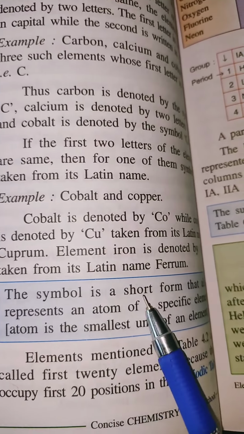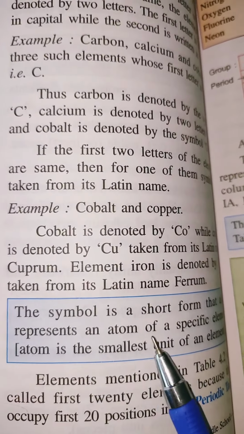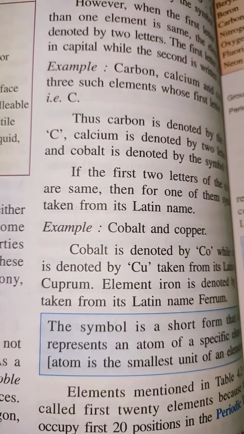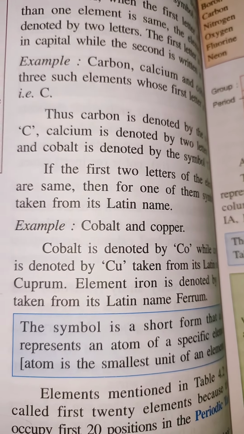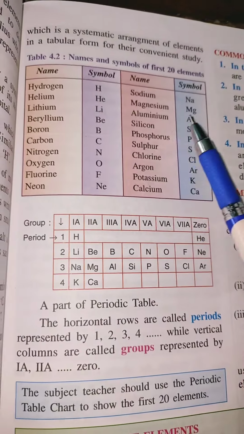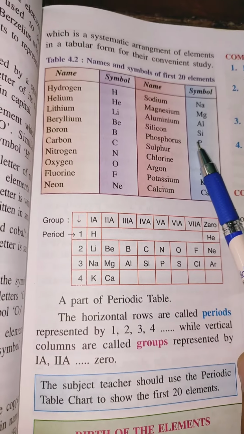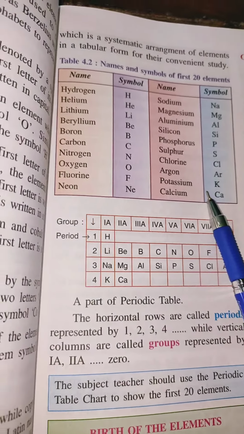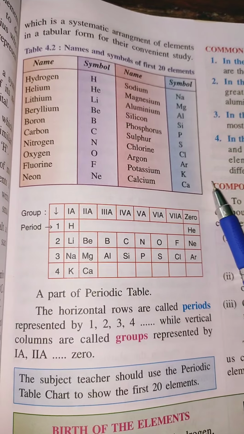And hence the symbol is a short form that also represents an atom of a specific element. An atom is the smallest unit of an element. Students, you can see this chart here, and you have to make this in your notebook. These are the first 20 elements, and these are their symbols.